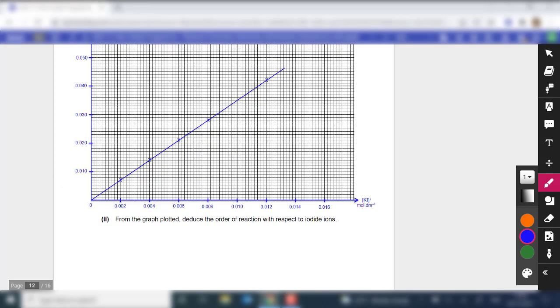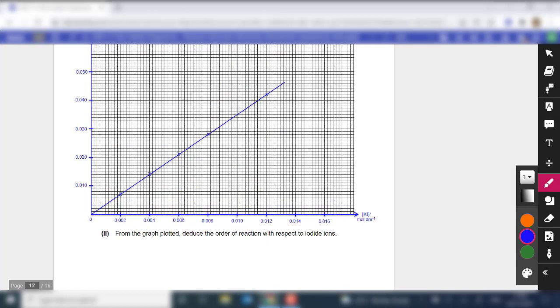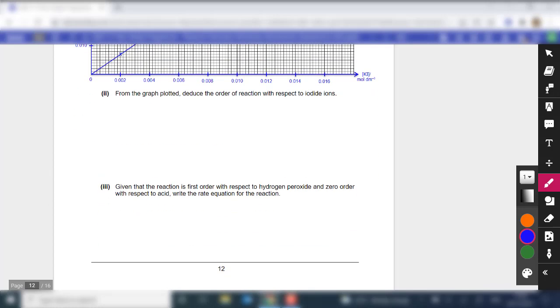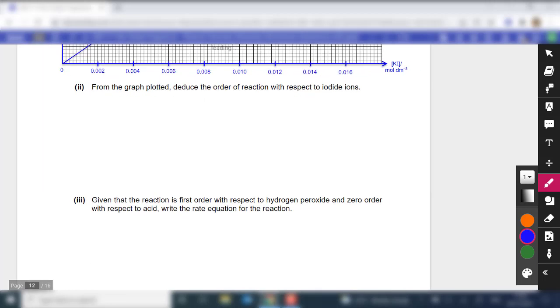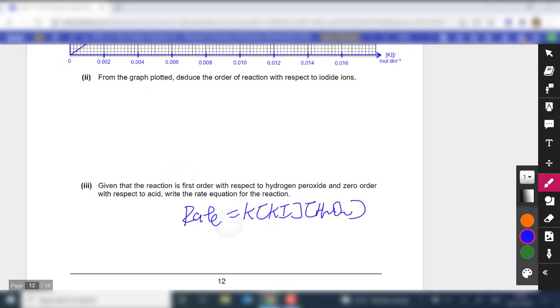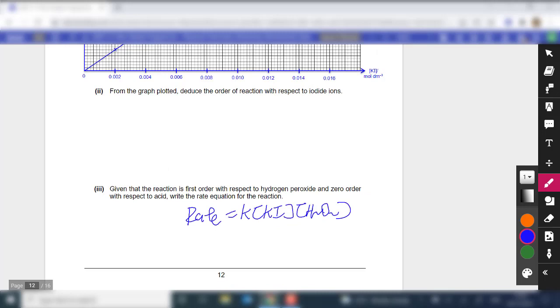Okay, so because it's a straight line which passes through the origin, you expect the order of reaction to be 1. So it will be first order kinetics. Okay, and then given that the reaction is first order with respect to H2O2, zero order with respect to acid, write the rate equation. So this will be quite straightforward. Rate equals rate constant k, [I-] to the power 1, and then [H2O2] to the power 1. Okay, so this will be a pretty straightforward question.